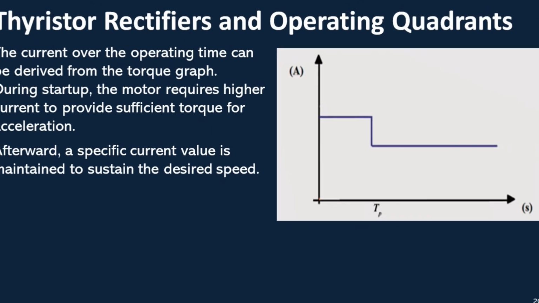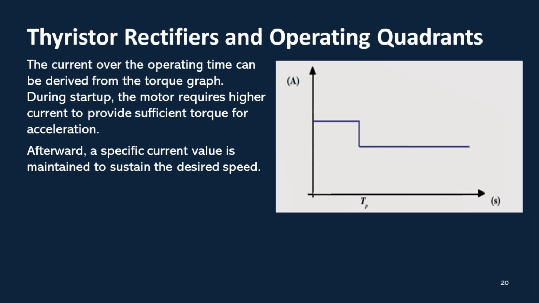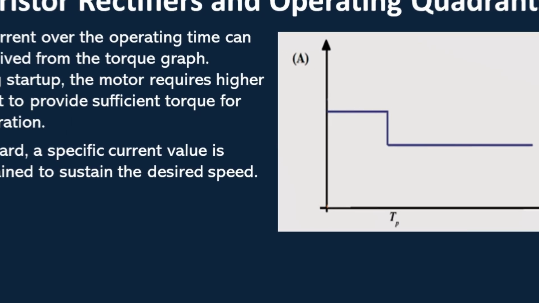The current over the operating time can be derived from the torque graph. During startup, the motor requires higher current to provide sufficient torque for acceleration. Afterward, a specific current value is maintained to sustain the desired speed.